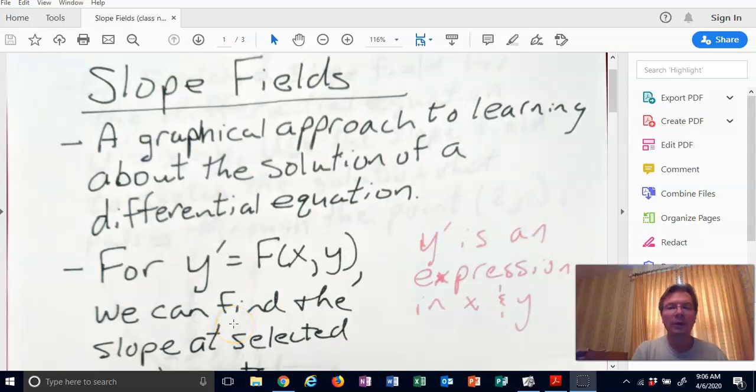Okay, hello Calc 2. In this lesson I want to look at this idea called slope fields. You're given a differential equation, an equation that has derivatives in it, and it may have x's and y's and things of that nature, and you'd like to find the solution. So your solution oftentimes is y equals whatever. Okay, that's your solution.